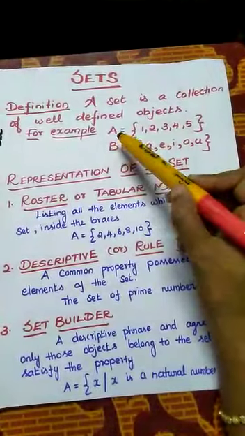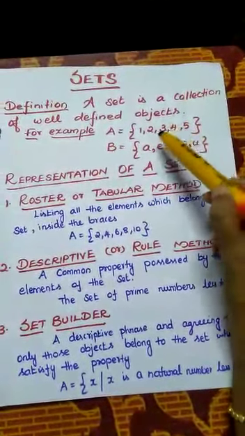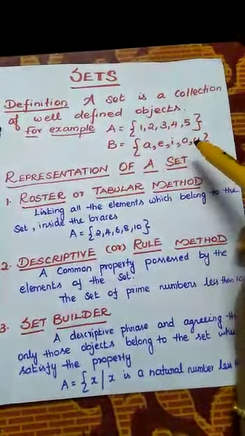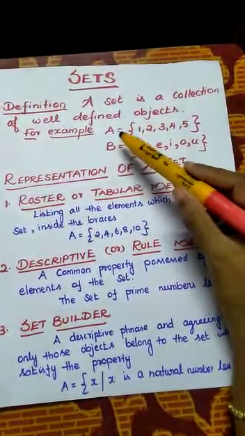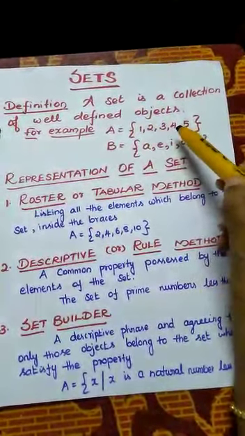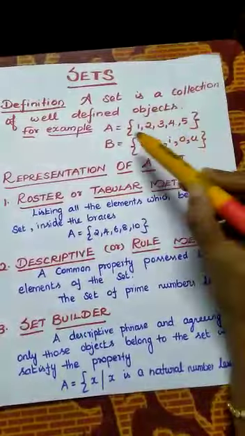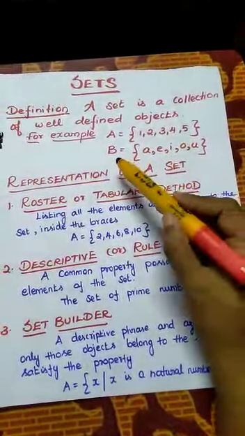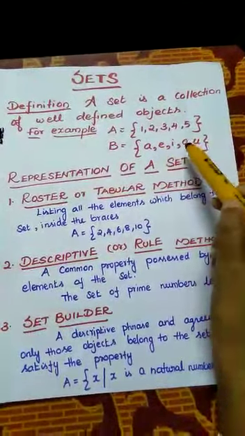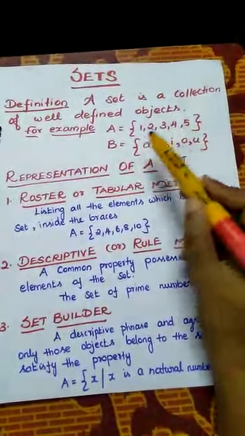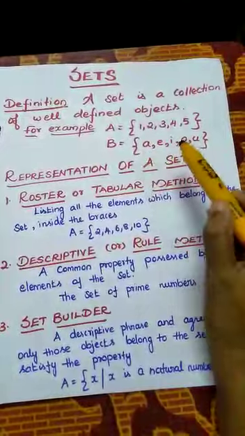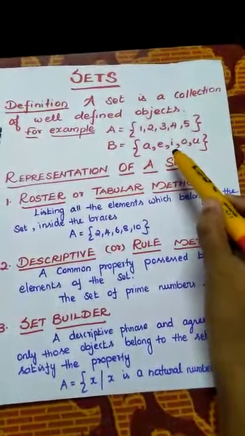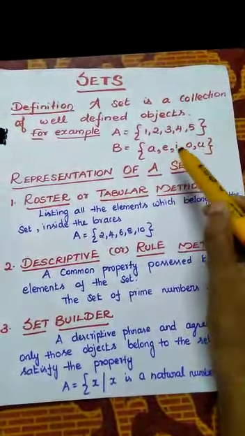Sets are usually denoted by capital letters. The elements are usually denoted by small letters only. Here capital A is equal to {1, 2, 3, 4, 5}. These are natural numbers starting from 1, less than 6. The next one is B equal to {a, e, i, o, u}. These are English alphabets, basically the vowels in the English alphabet. This is the connection between the letters.